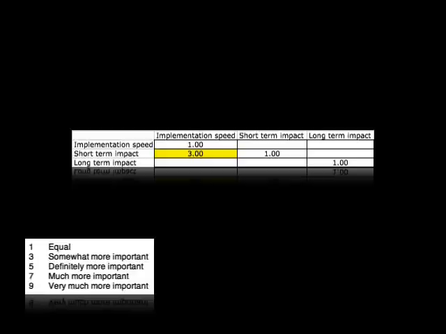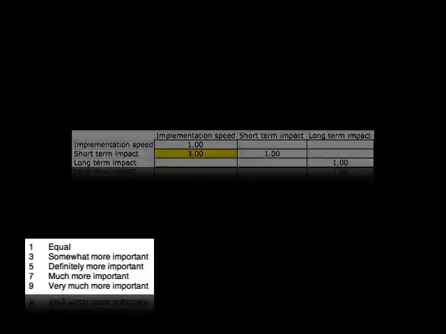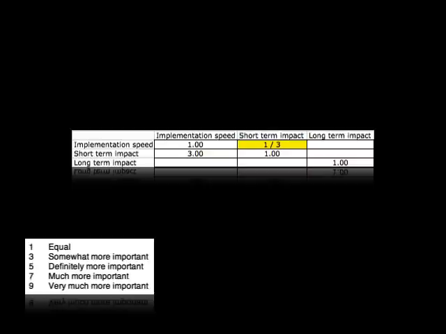Now, it makes sense that if we compare the values the other way round and look at the relative importance of implementation speed to short-term impact, then it's going to be somewhat less important. So we would put a value of 1/3 or 0.333 like this. This is always going to be the case. When you compare two elements in the reverse direction, the value is going to be the inverse.